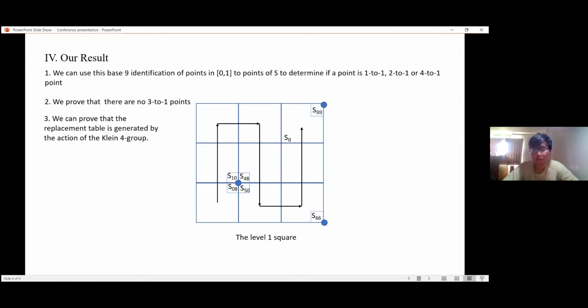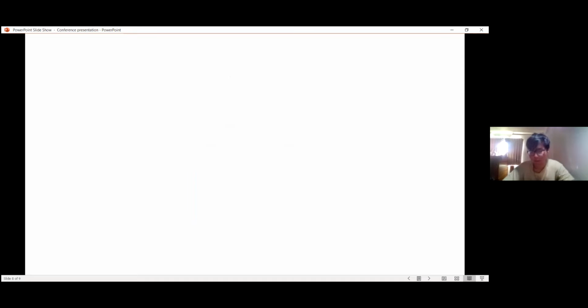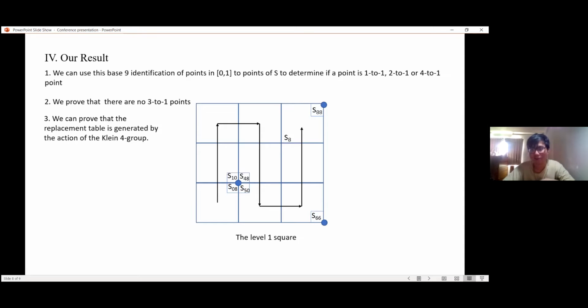Oh, okay. So what's next here? I don't think there is any next slide. That is the end of the presentation too, when we show our result. So I think that you need a couple more things. I would maybe have another slide to say that we also show that the replacement table is generated by the action of the Klein 4 group. And you could say at the end of that, on the vectors which label the patterns.